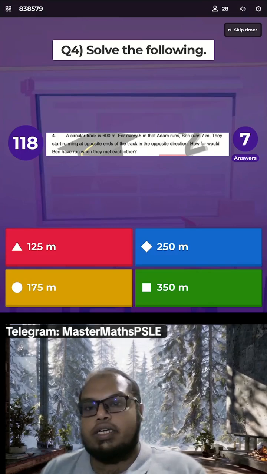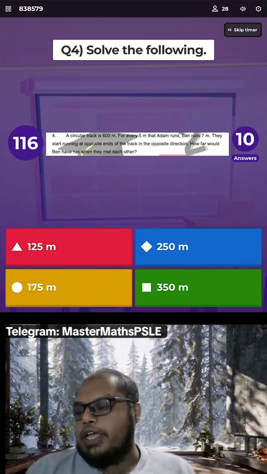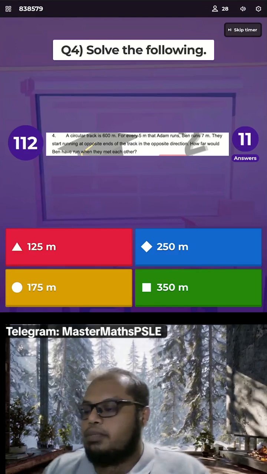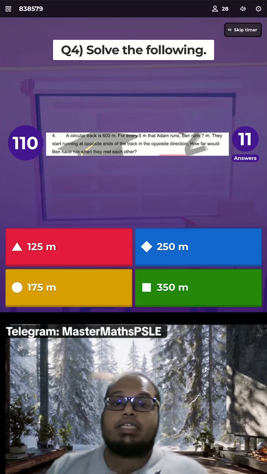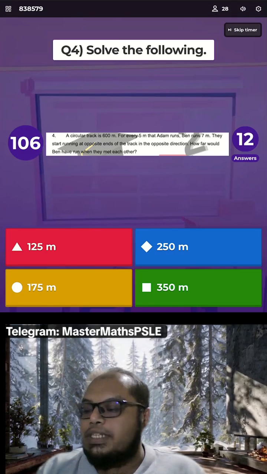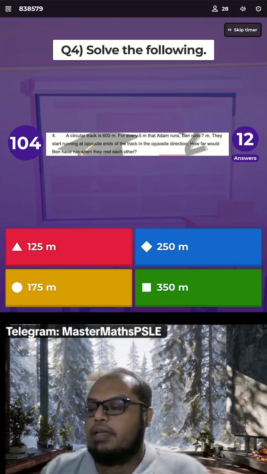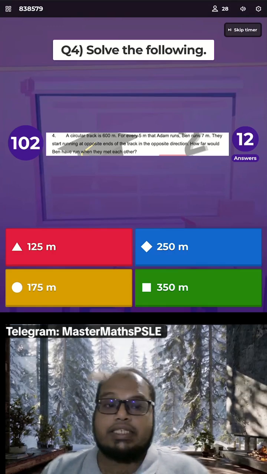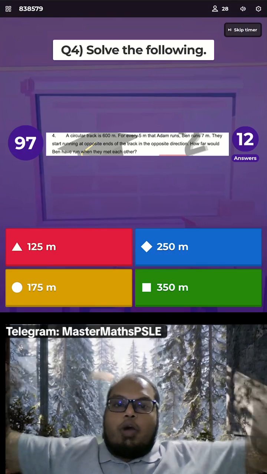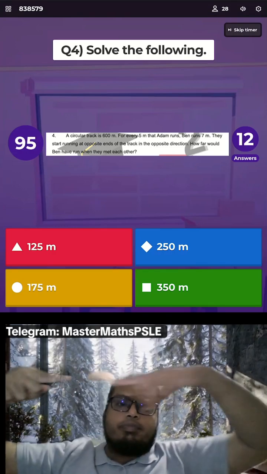Here we have a circular track of 600 meters. For every 5 meters that Adam runs, Ben runs 7 meters. You must imagine it like that. Oh wait, I forgot to mention one more thing. They start running at opposite ends of the track in opposite directions. One goes forward, one goes the other way.